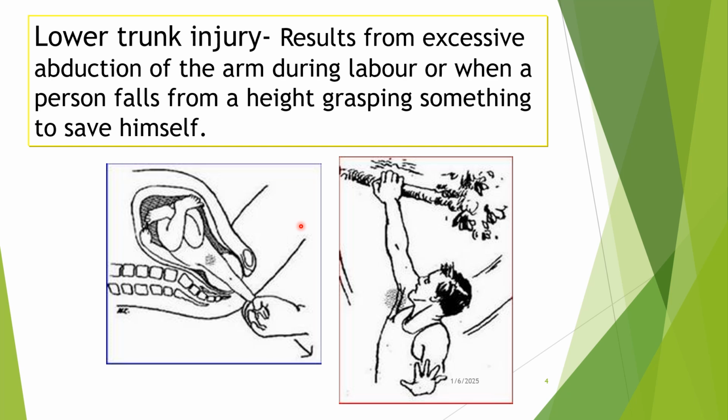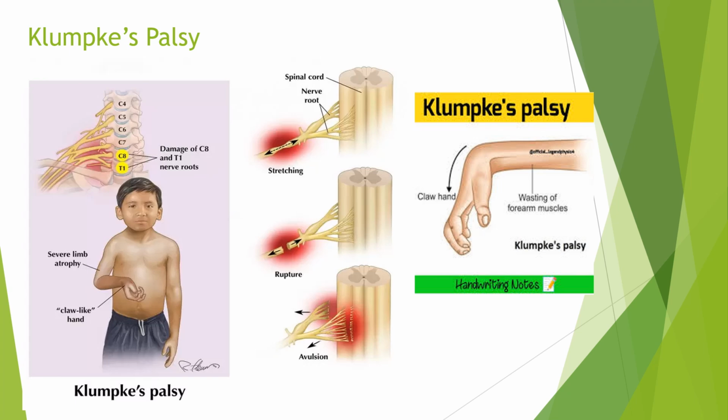Normally, the lumbricals bring about flexion at the metacarpophalangeal joints and extension at the interphalangeal joints. Whereas in such cases of lower trunk injury to the brachial plexus, these lumbricals are damaged and hence there is presentation of the claw hand. There is hyperextension at the metacarpophalangeal joints and flexion at the interphalangeal joints, resulting in the claw hand.